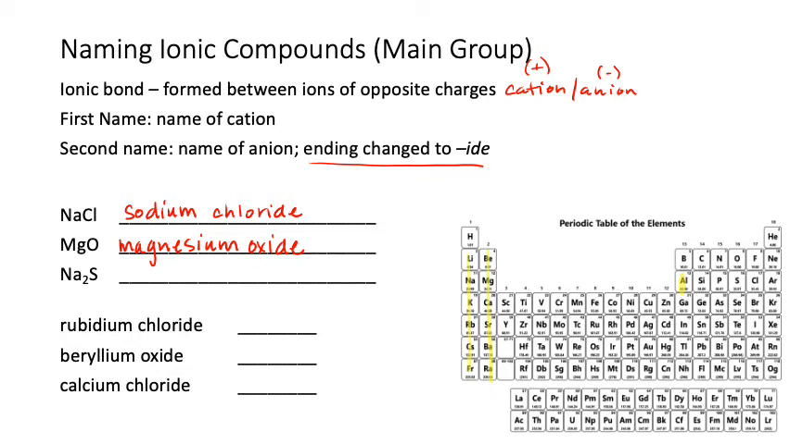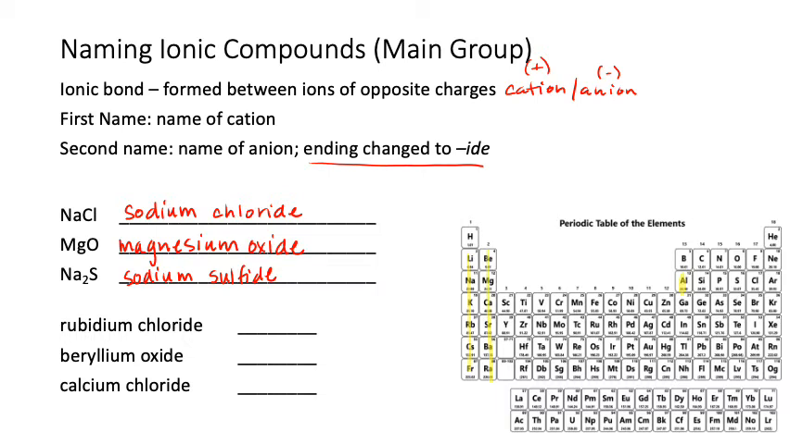Then we have Na2S. Na is of course sodium, and S is sulfur. So we change the ending of sulfur to IDE, so that would be sulfide. So our name for Na2S is going to be sodium sulfide.